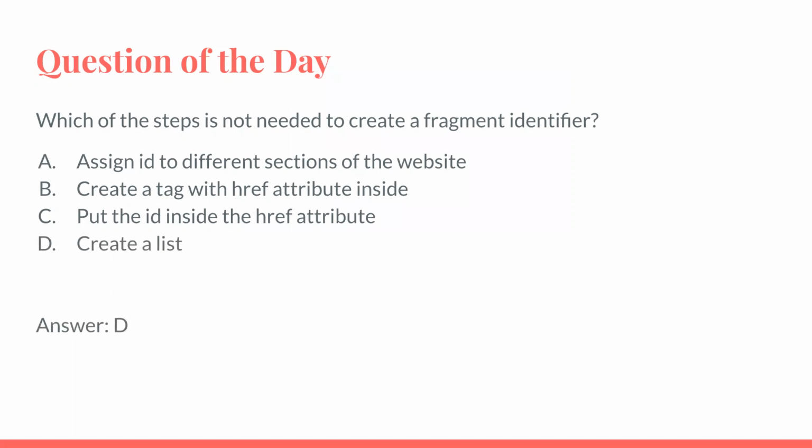The answer is D. Create a list is not required. Although we do have a list of links inside our code, it's actually not required. The only three things that are required are that you have an ID on different sections of a website, you have an a tag with an href attribute, and then you put the ID name inside the href attribute. You can see choices A, B, and C are all true. These three are required, and D is not required.